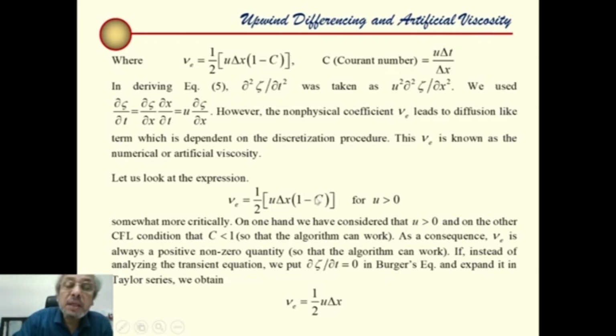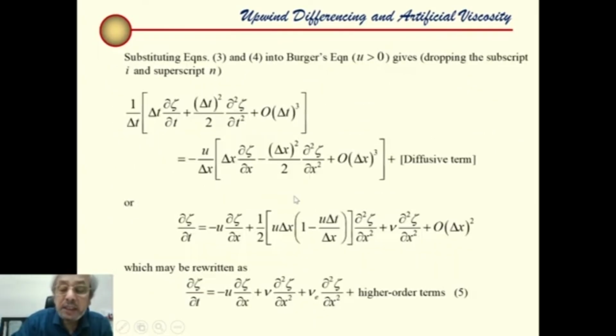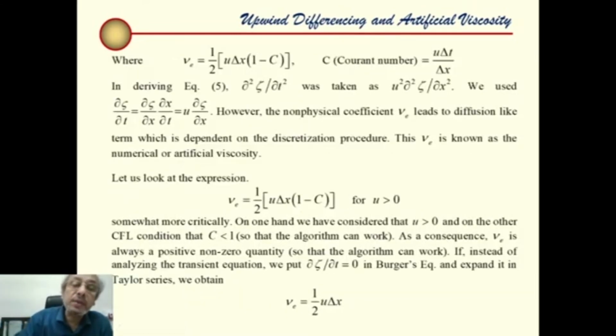Now, for stability, as we have seen, if Courant number is less than 1, this quantity is a positive quantity and this quantity is a positive quantity. So we will see that this artificial viscosity is a positive quantity and this will definitely make some contribution in the final numerical solution. Obviously our effort will be to reduce artificial viscosity in such a way that it doesn't influence the solution.